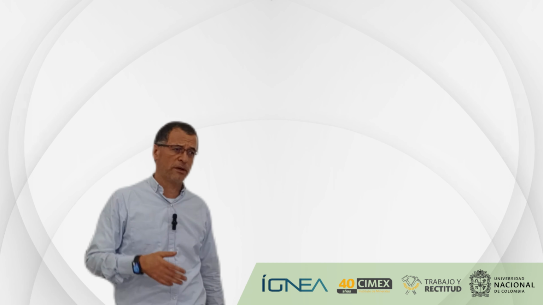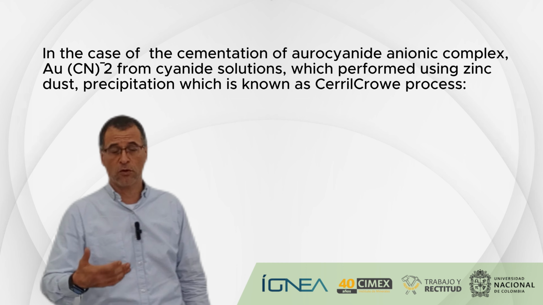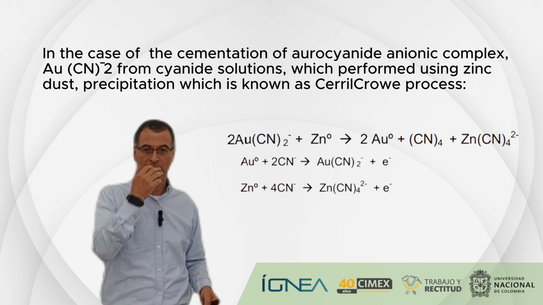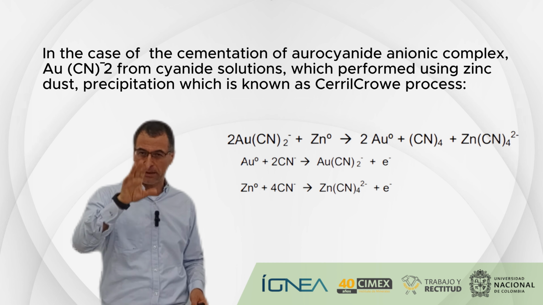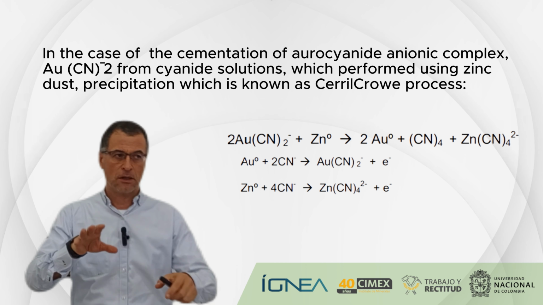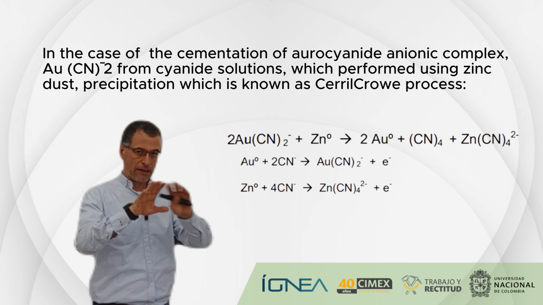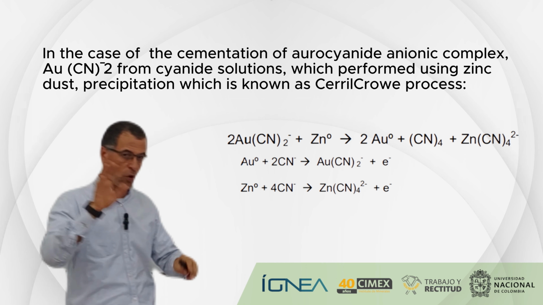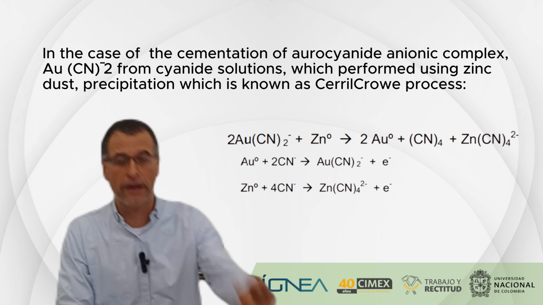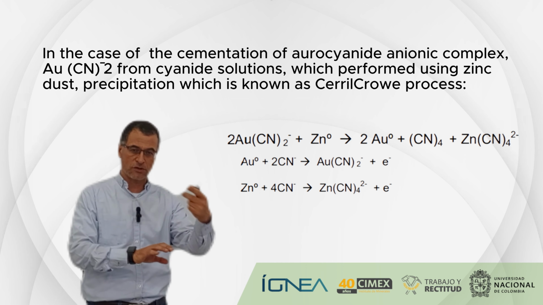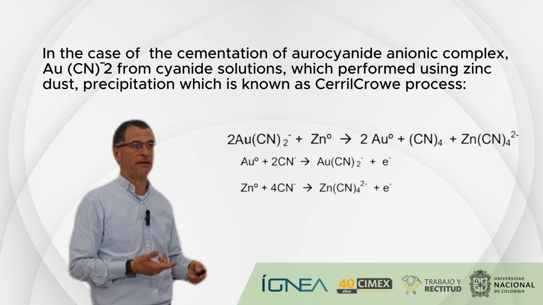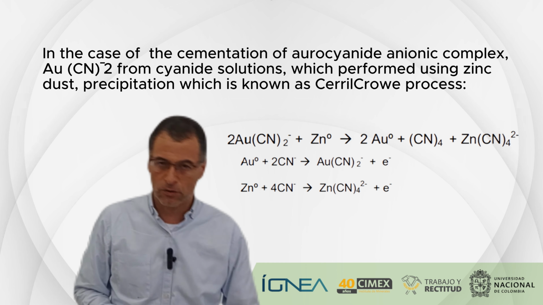When you are working with cyanide in order to obtain gold, for instance, you can use zinc as a metal. Your metal of interest is gold, but you can use zinc. When you use zinc, there is precipitation: the gold precipitates and is now solid, and zinc goes to the cyanide solution and is now liquid. This is the cementation process that is important to develop. Okay.